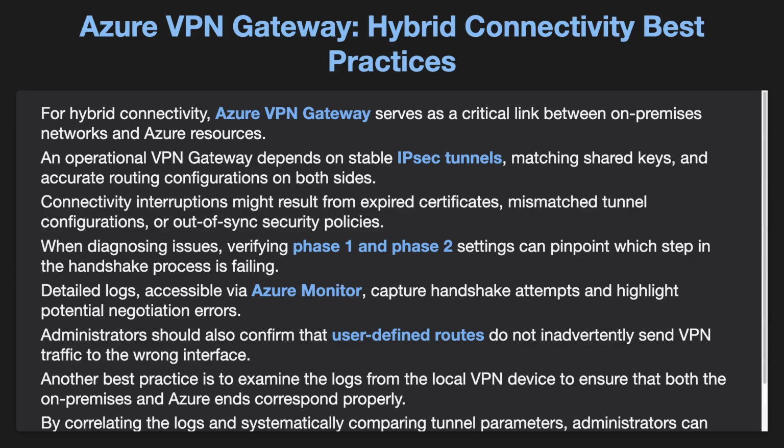Another best practice is to examine the logs from the local VPN device to ensure that both the on-premises and Azure ends correspond properly. By correlating the logs and systematically comparing tunnel parameters, administrators can address not just short-term disconnections, but underlying misconfigurations that risk recurring disruptions.